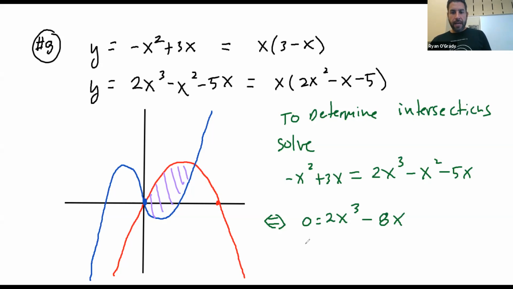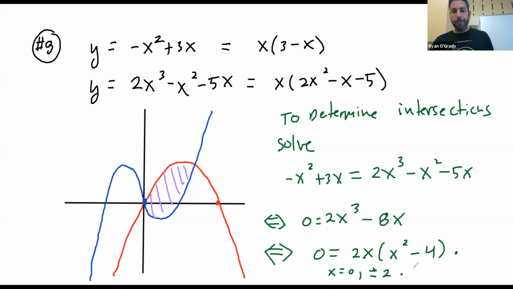And so, of course, now I can solve this. This becomes 0 equals, I'll pull out a 2x and I'm left with x squared minus 4. And so what we've just found are the intersection points. We already knew that they intersected at 0. But what is the solution here? The solutions here are x equals 0 and then plus or minus 2.